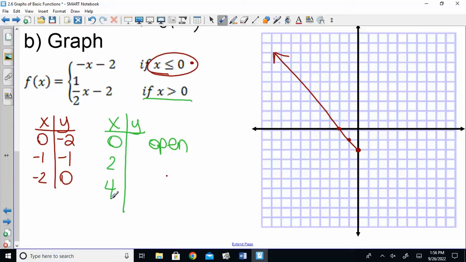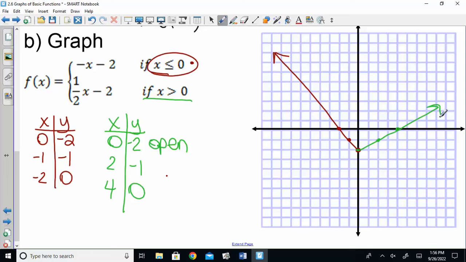Okay, so 1/2 times 0 is 0. Minus 2 is negative 2. 1/2 times 2 is 1. Minus 2 is negative 1. 1/2 times 4 is 2. Minus 2 is 0. Now when I go to graph this, 0, negative 2, I said open, but when I go there, it's already closed. You can't have an open and a closed at the same point. So if that happens, that we have an open and closed, but they end at the same spot, you just leave it as a closed circle. And we have 2, negative 1, and 4, 0. So right here, and it goes like that. So a point is either open or closed, not both.